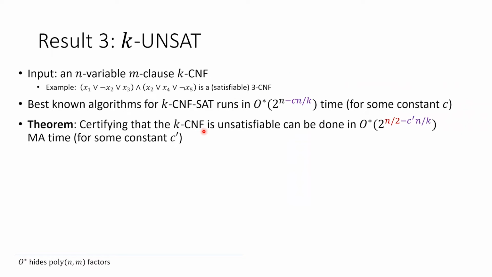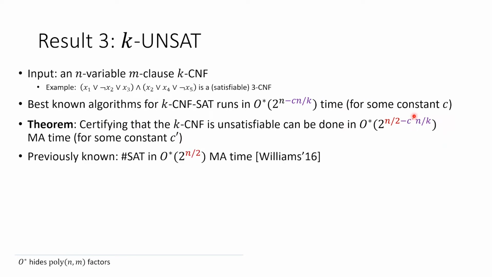And in this paper, we show that certifying that the k-CNF is unsatisfiable can be done by a Merlin-Arthur protocol in roughly 2 to the n over 2 minus a constant times n over k time. Previously, the fastest Merlin-Arthur protocol for k-SAT by Williams needs a larger running time, 2 to the n over 2. And this protocol actually solves a harder problem of counting the number of satisfying assignments.